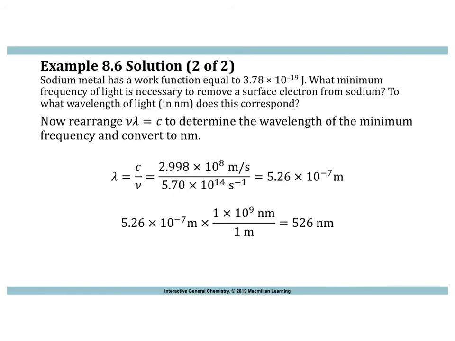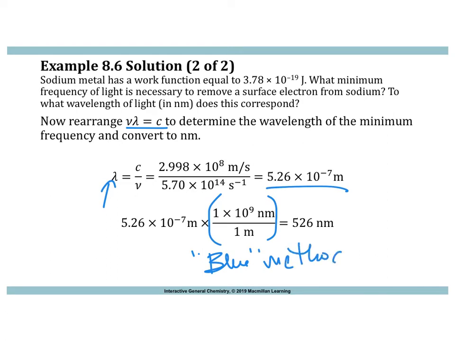Using c equals lambda times nu, we rearrange to solve for the wavelength lambda. We get a value in meters, but it's customary to report the wavelengths for visible light in nanometers. So let's do that conversion next. Again, the textbook is demonstrating what I like to think of as the blue method for unit conversions, where the smaller unit gets the big positive exponent on the power of 10 to do the conversion. If you learned a different way and that works for you, please keep using that method. Our final answer here is 526 nanometers.